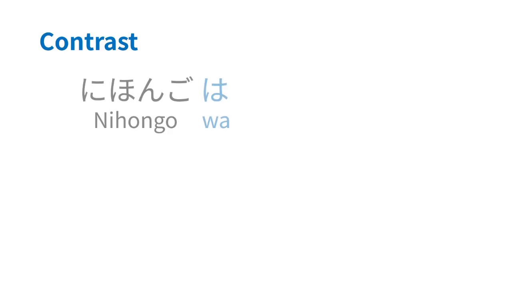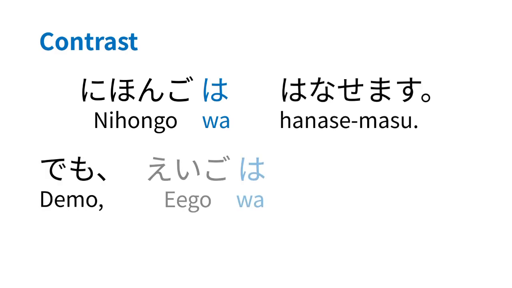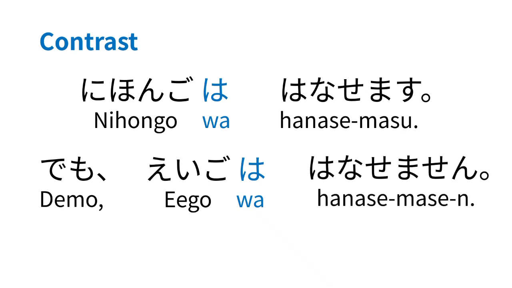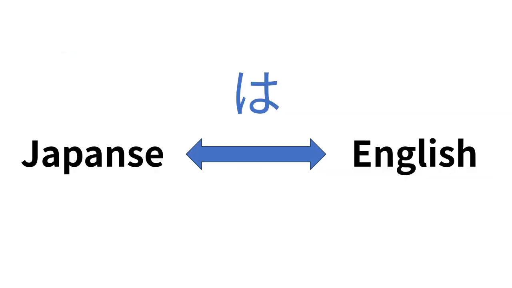Wa is also used to express contrast. For example, 日本語は話せます。でも、英語は話せません。I can speak Japanese, but I can't speak English. In this sentence, wa compares Japanese and English. The particle wa indicates a contrast between the two languages, Japanese and English.